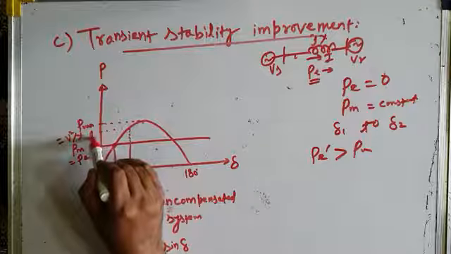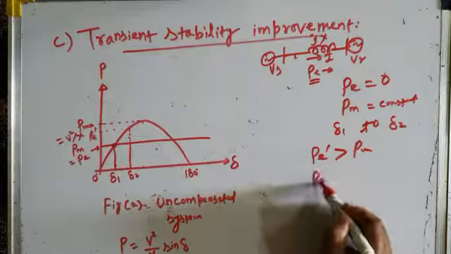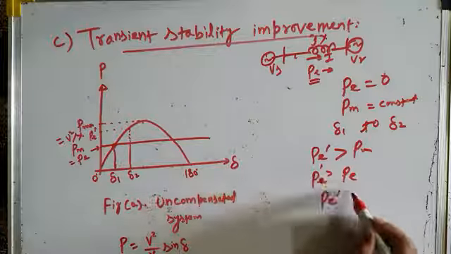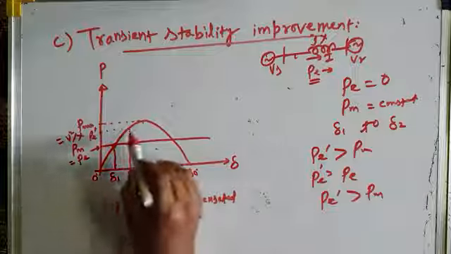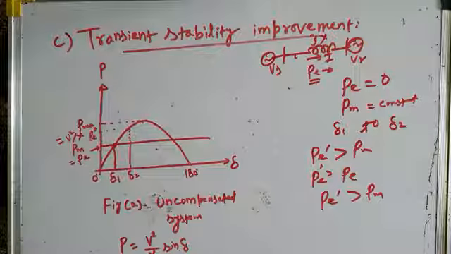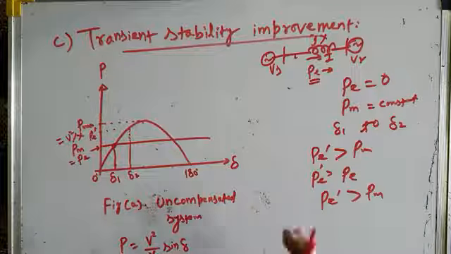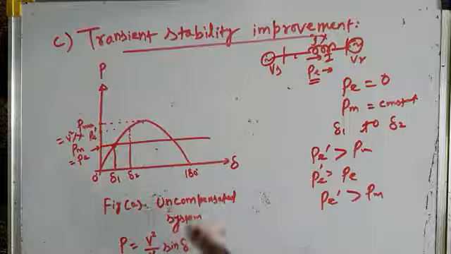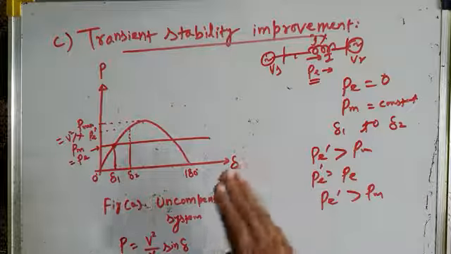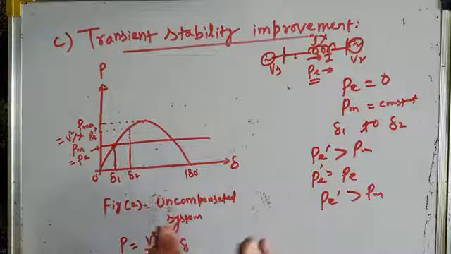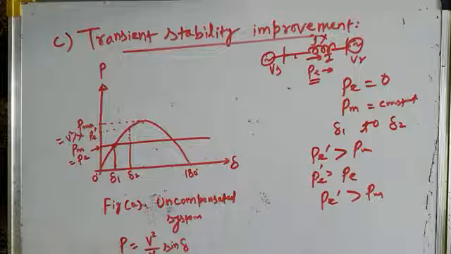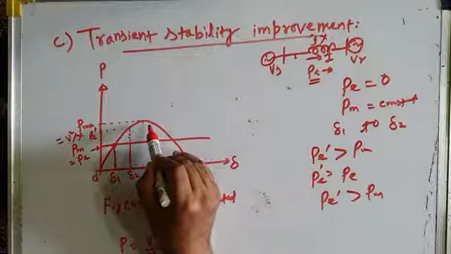Let us call this PE dash, and this PE dash is greater than PE, and of course this PE dash, the electrical output power, is now greater than the mechanical input power, and that will result in deceleration of the machine. So the machine will start decelerating, but when the machine starts decelerating, it is still rotating. The kinetic energy stored in its rotating parts will still go on increasing. So therefore delta will keep on increasing, say up to this point.